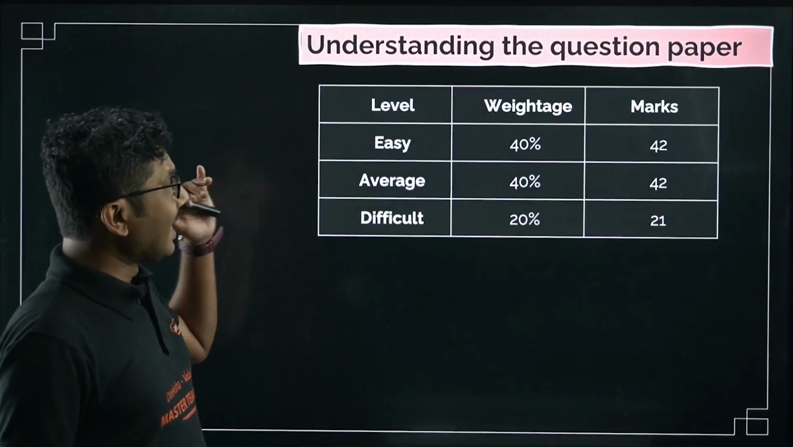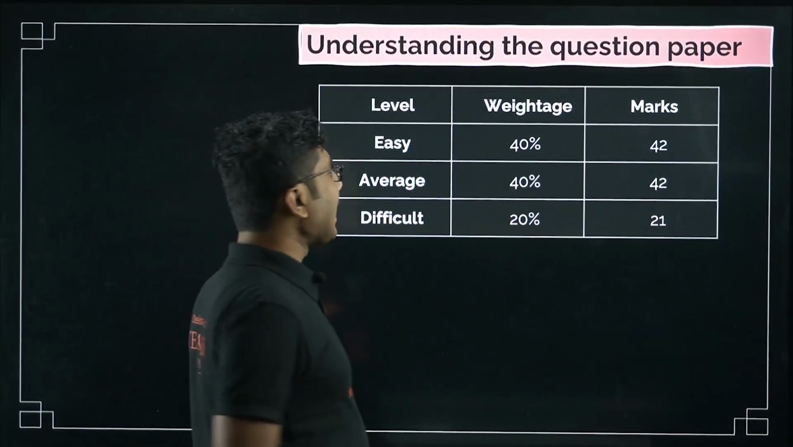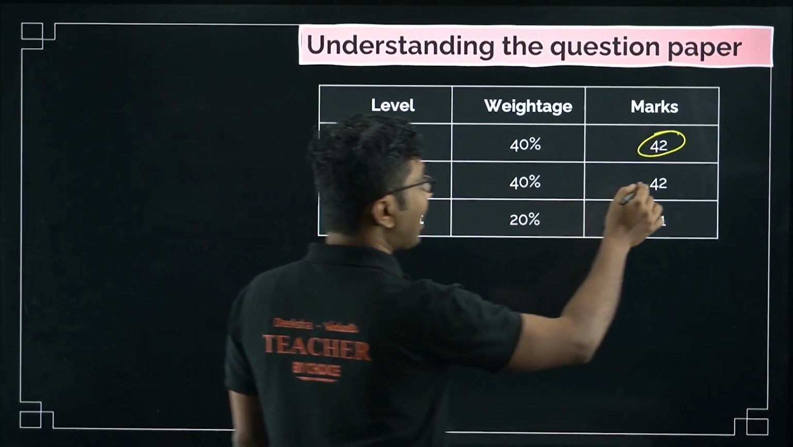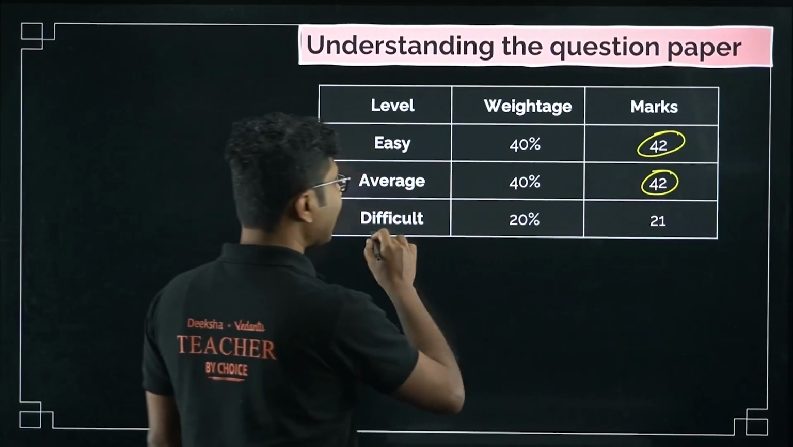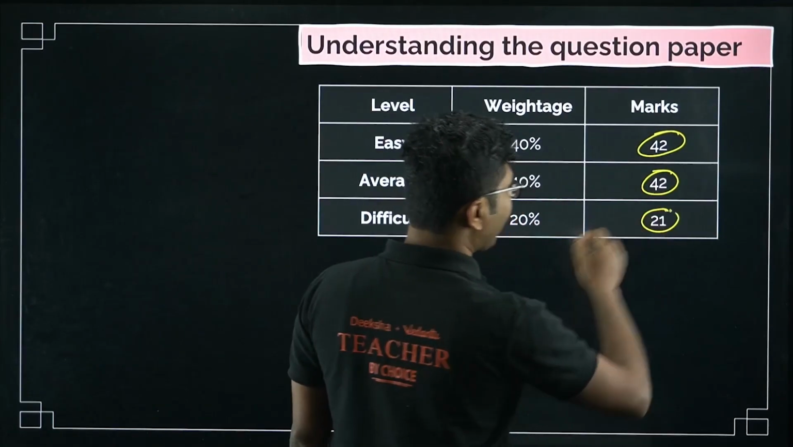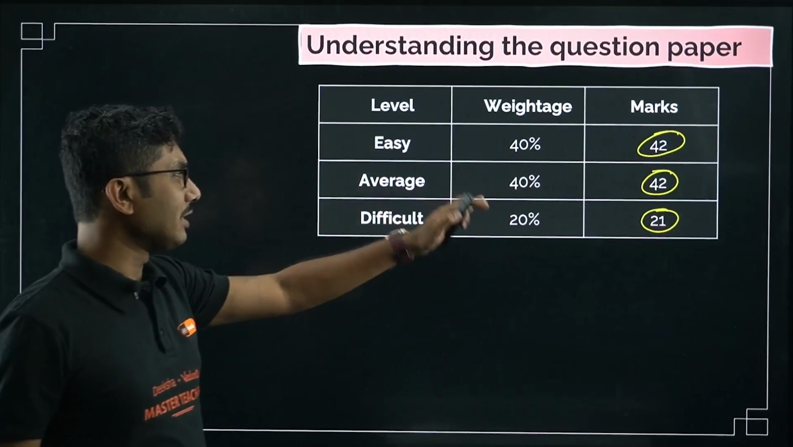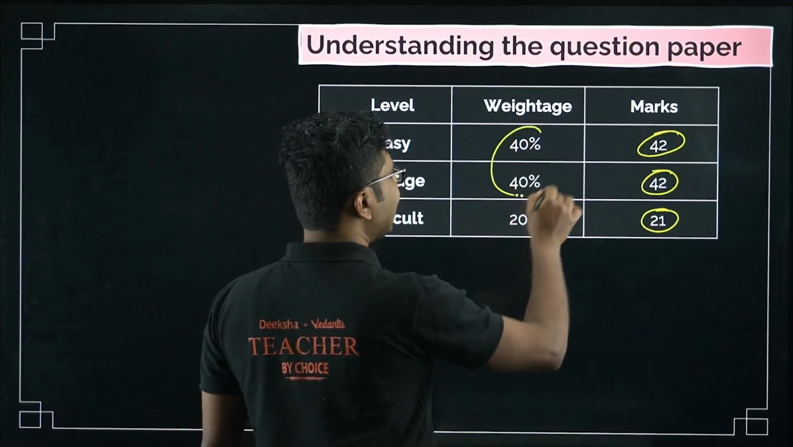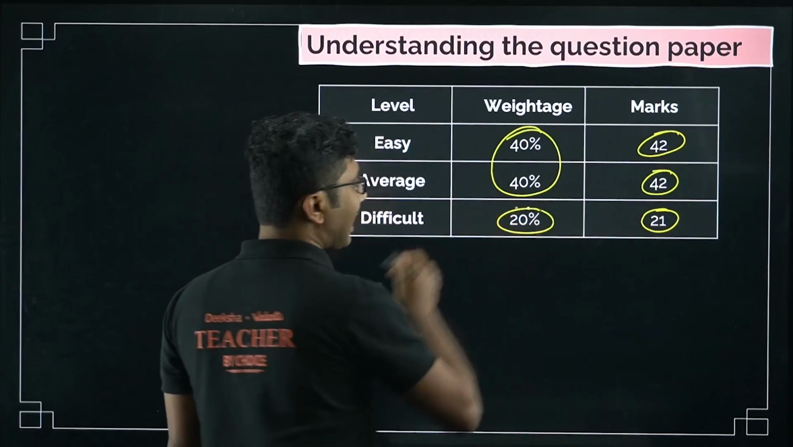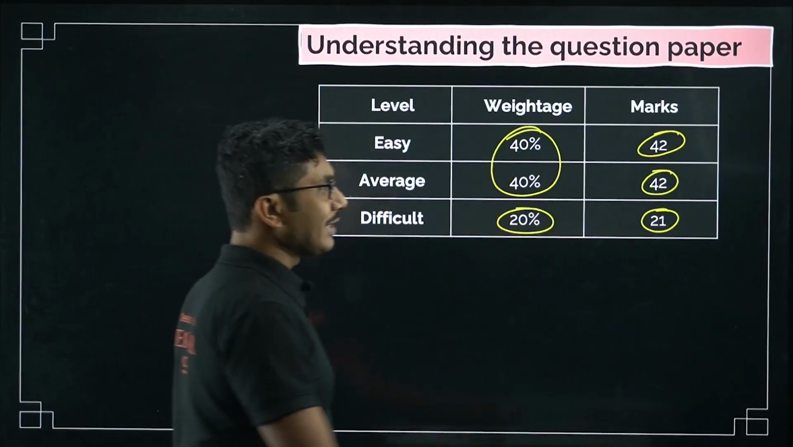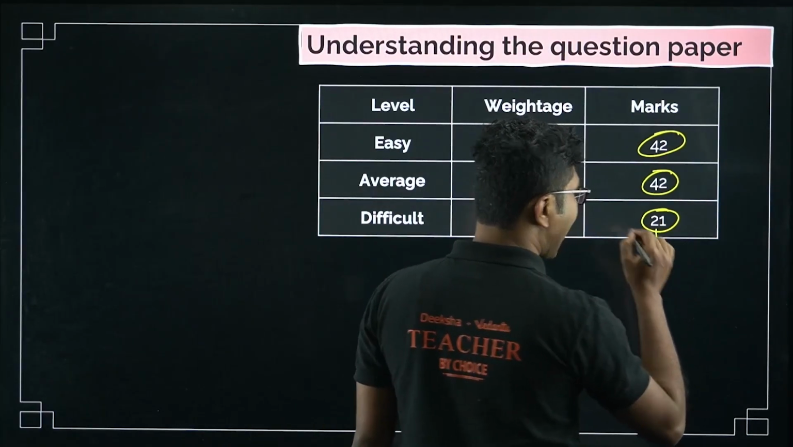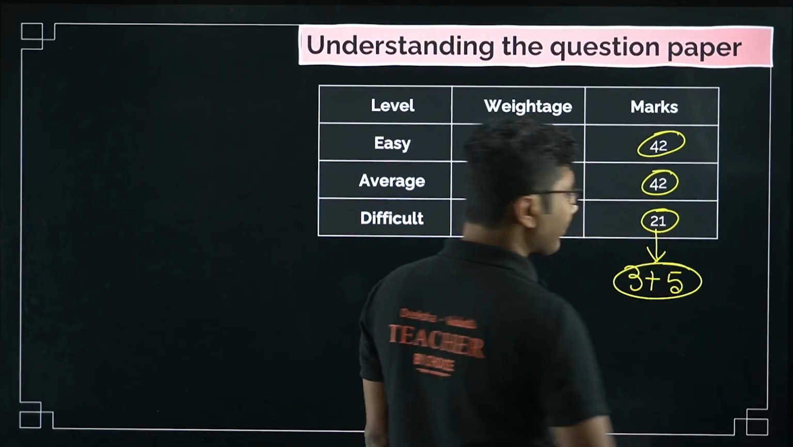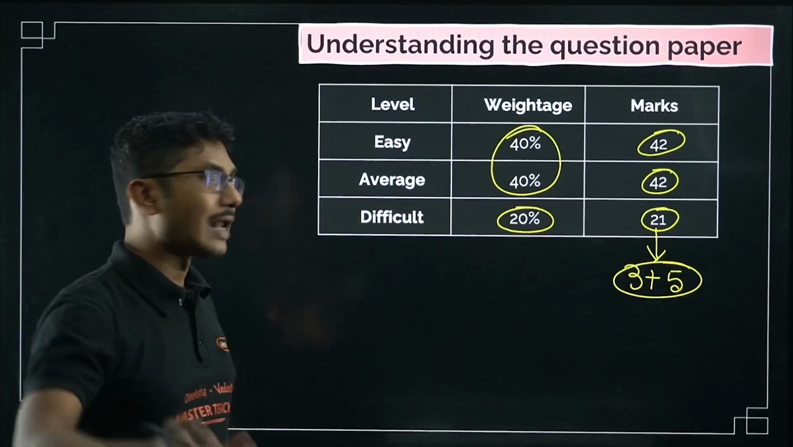Now, understanding the question paper. If you see, easy questions are 42, average marks is also 42, and the difficult part is 21. So 40, 40, 20: 80% of the questions are basically easy, only 20% are difficult. Now in this 20%, in these 21 marks, as I said, 3 plus 5 is going to be difficult. Rest of the questions you can skip or avoid.